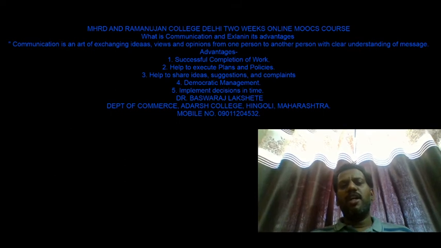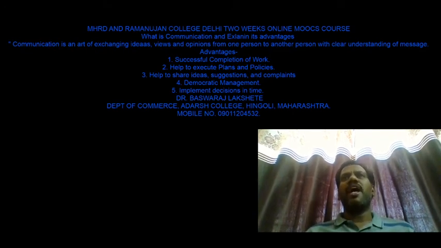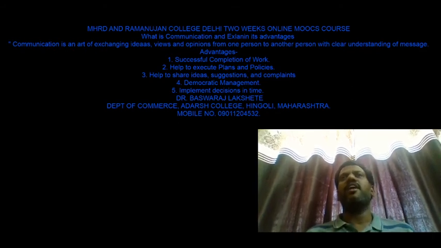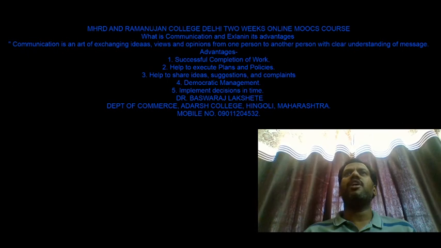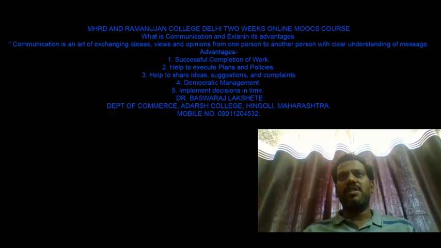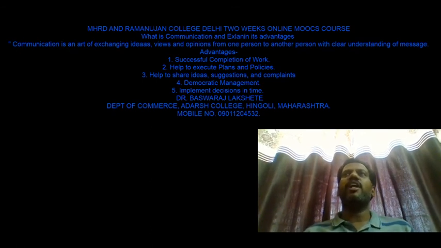Next one is democratic management. Communication is a two-way process, or we can say that communication has a reaction. When we communicate one thing to another person, the other person will definitely give a response to that communication. That is called democratic management. It means that when a superior or senior gives orders to his subordinates, and the subordinate faces any difficulty, he can share that difficulty in the form of complaints to his superiors. So this is called democratic management.